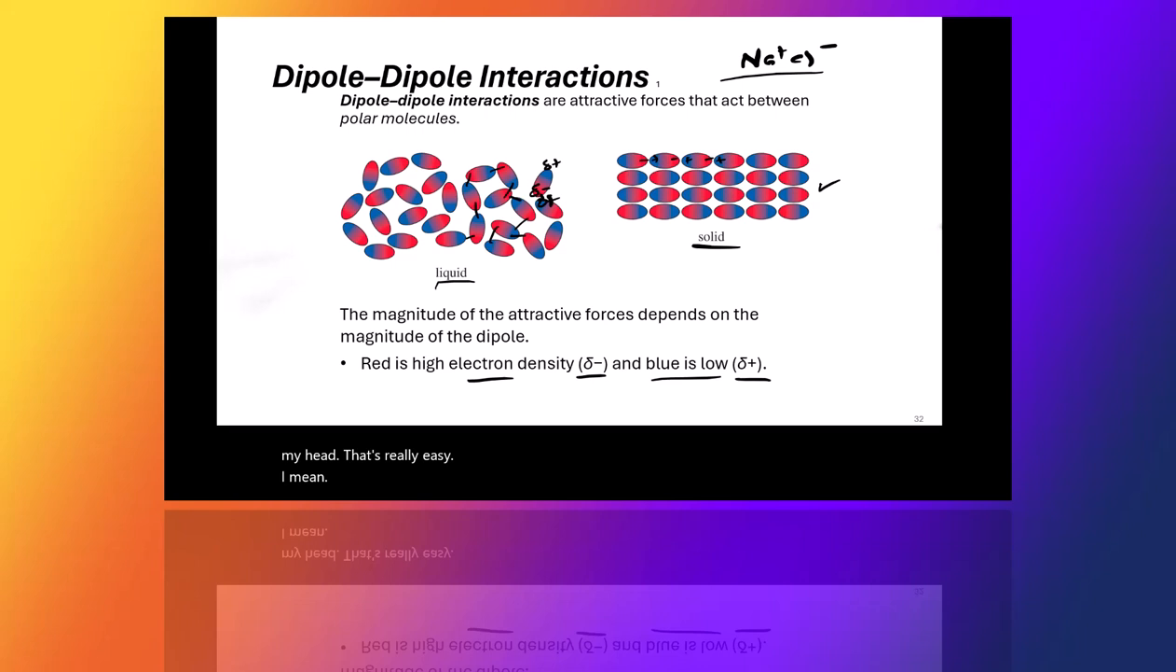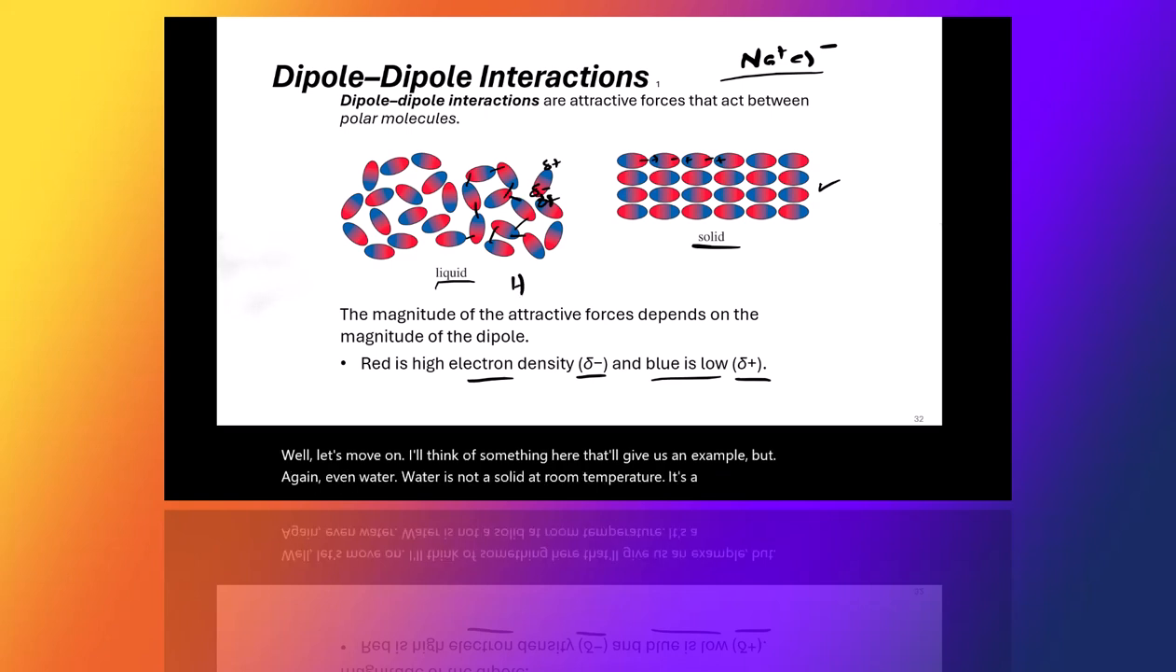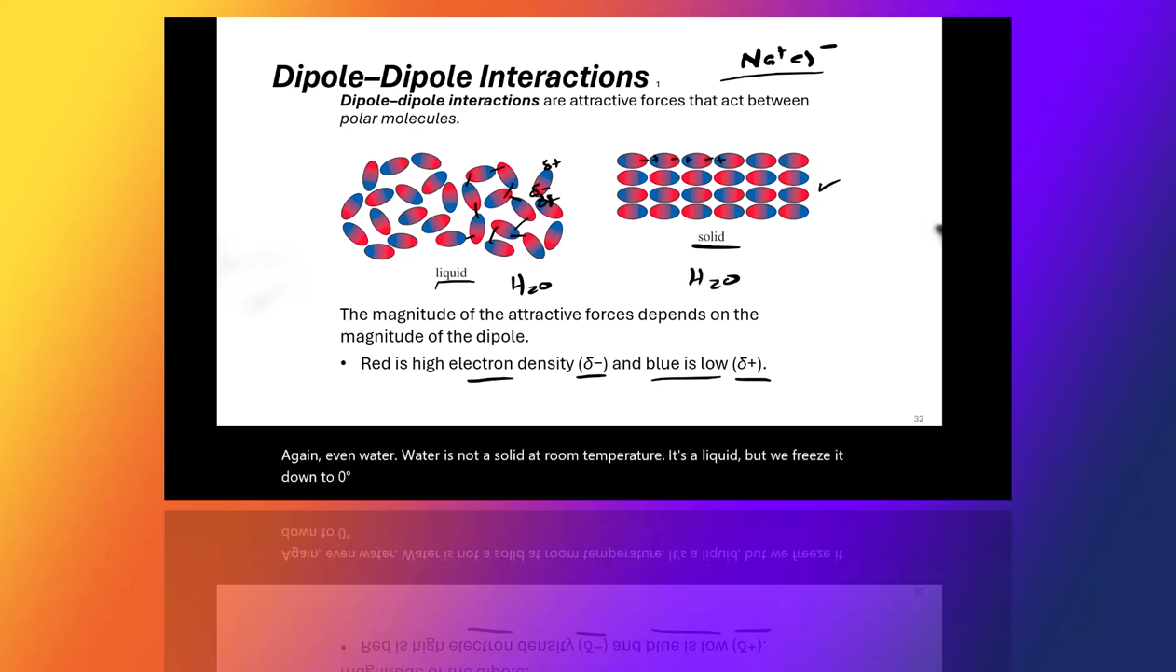Well, let's move on. I'll think of something that'll give us an example. But again, even water is not a solid at room temperature. It's a liquid. But we freeze it down to 0 degrees Celsius and it becomes a solid. And the intermolecular forces come into play here. So we'll see more examples. I just can't, I'm having a brain lock here.